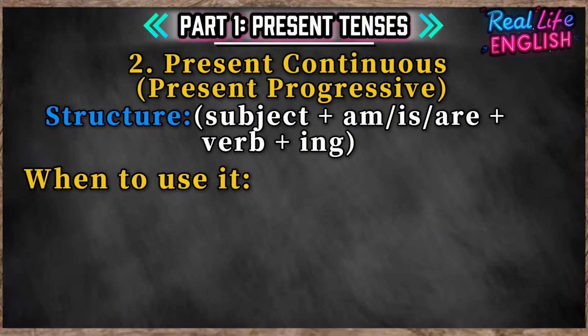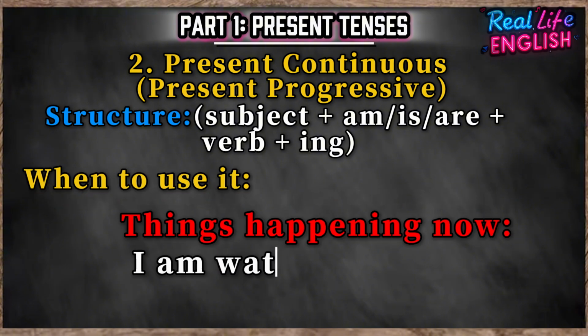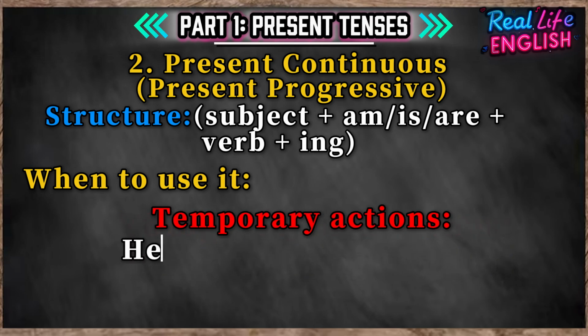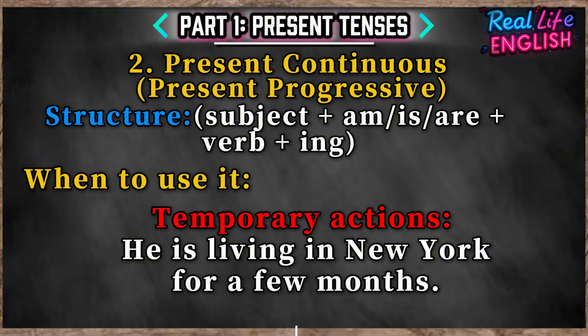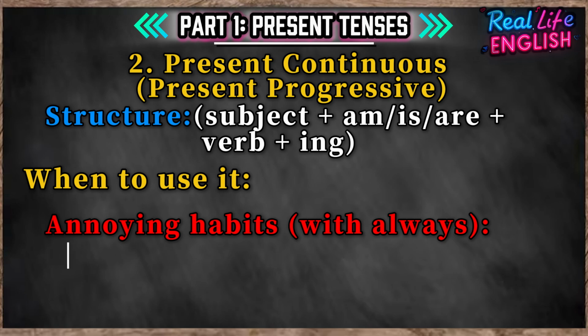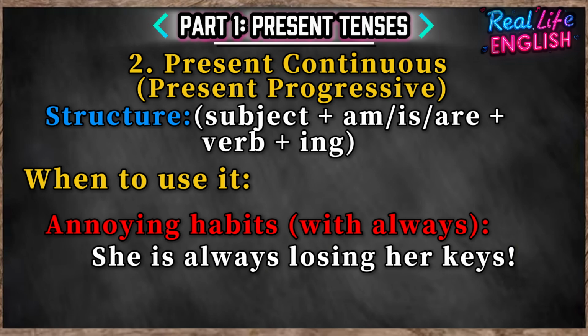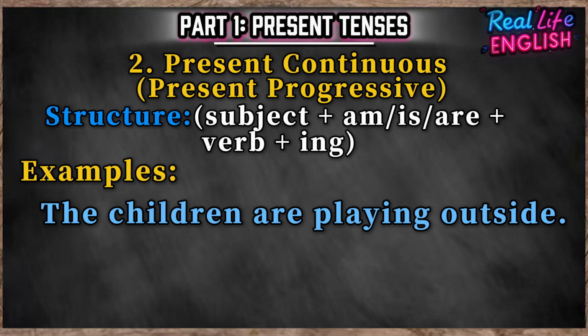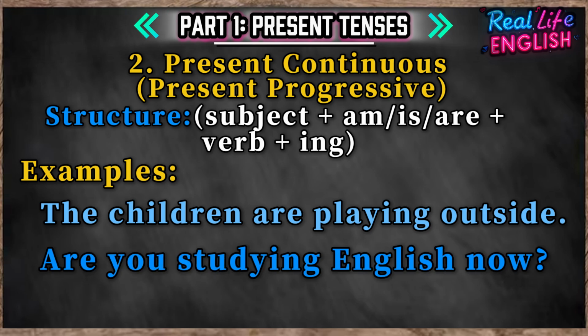When to use it? Things happening now. I am watching a video. Temporary actions. He is living in New York for a few months. Annoying habits. With always. She is always losing her keys. Examples. The children are playing outside. Are you studying English now?